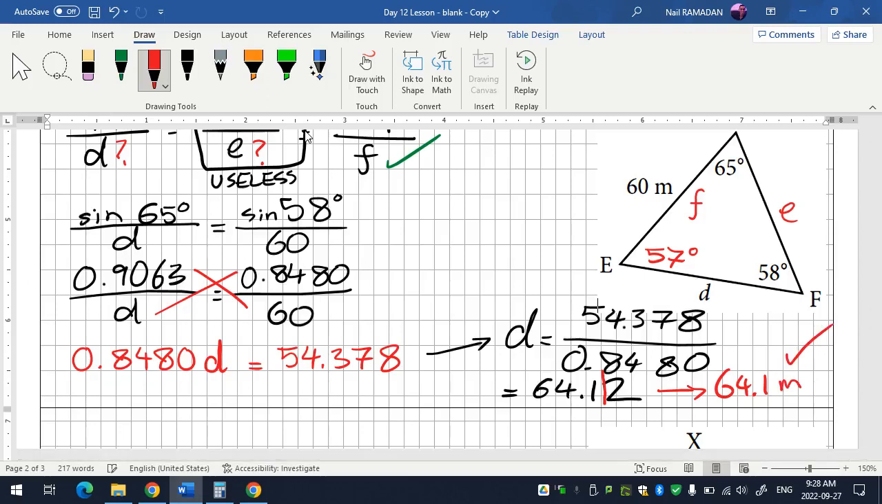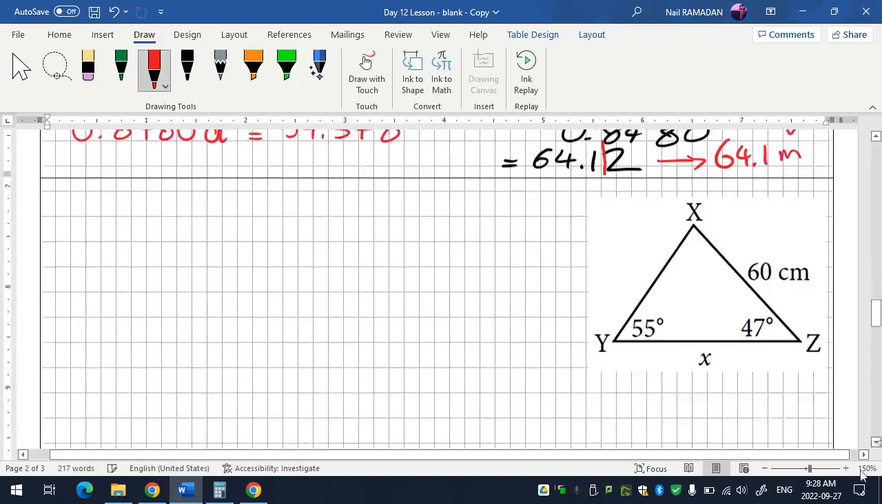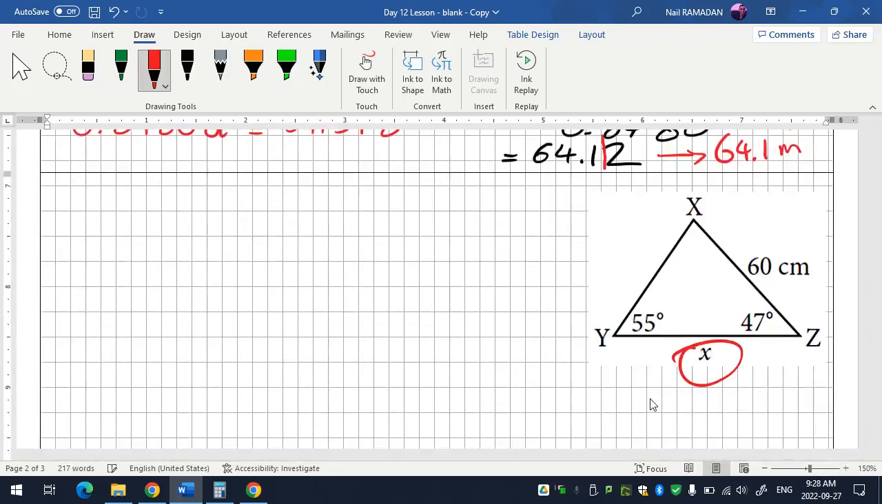And we're done for the day. So your homework is the last one. Your homework is this one, which is exactly the same idea. You are finding length x, which means you are not using z, but you are using y. And you need to find this angle. What is this one quickly? What's 55 plus 47? That's 102, which means that is 78. Everyone, 78. And now you have everything ready.